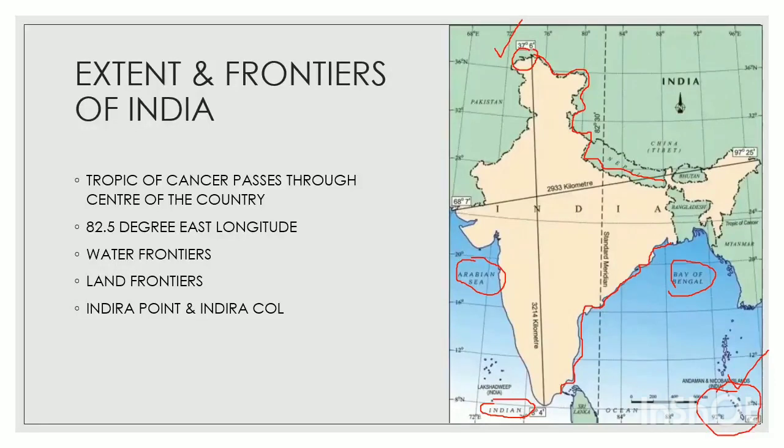So let me summarize once again. We have the Tropic of Cancer line passing through the center of the country. Then we have the 82.5 degrees east longitude line, where we take the Indian Standard Time. Then we have the water frontiers, three sides surrounded by water there. And you have the land frontiers, then Indira Point and the Indira Col. Hope you have understood this, children. The next slide for you.